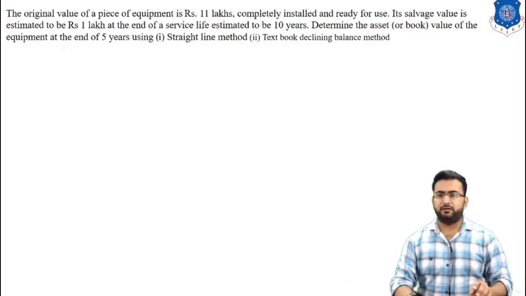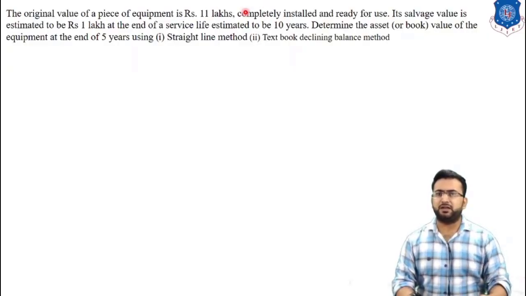In the statement, it is given that the original value of a piece of equipment is 11 lakh, completely installed and ready for use. Its salvage value is estimated to be 1 lakh and the end of the service life is estimated to be 10 years. Determine the asset or book value for the equipment at the end of the fifth year using the straight line method or the textbook declining balance method.